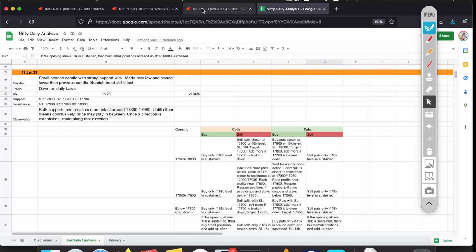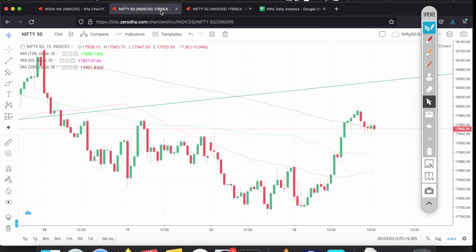I repeat, anything can happen in this range until either the support or resistance is broken and price closes below the support 17,800 or price closes above 18,000. So until this happens, Nifty can fluctuate between these two levels. So that is what we can infer from the price action.